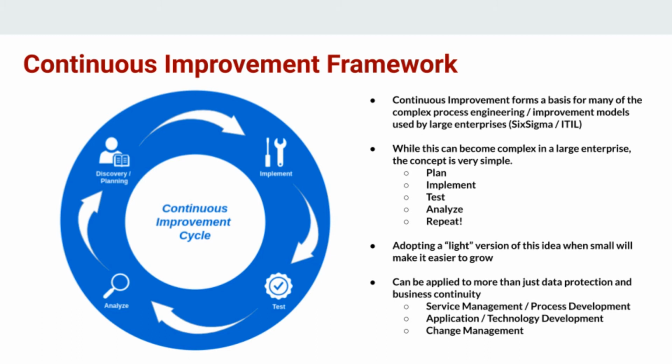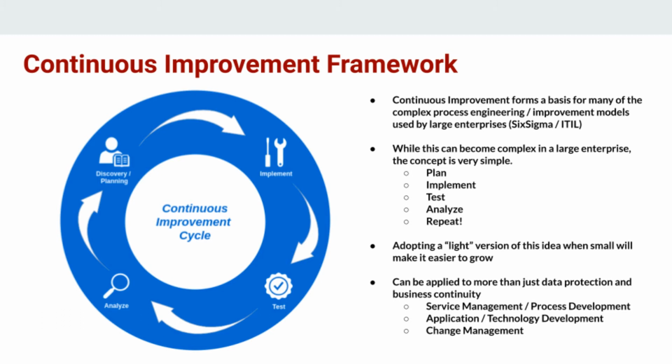What we're looking at is a very basic, simplified continuous improvement loop. This is, in essence, the kind of model that far more complicated business process development models are built around or make extensive use of. Big businesses use complex process engineering or service management frameworks such as Six Sigma or ITIL, but they're all really based around this idea of continuous improvement.